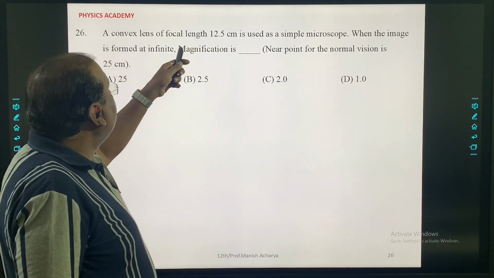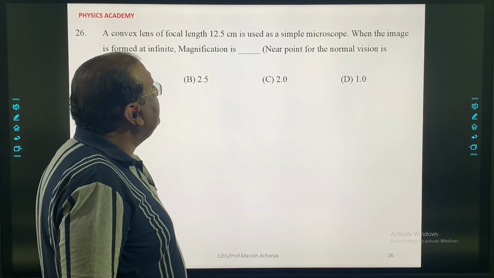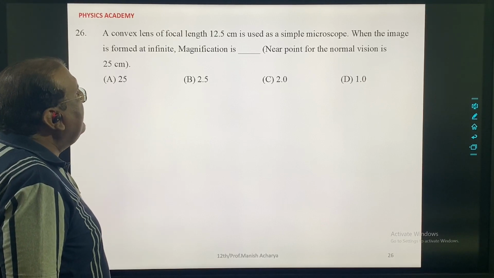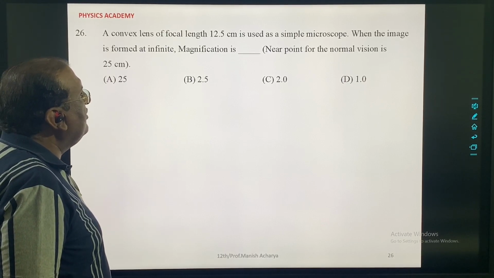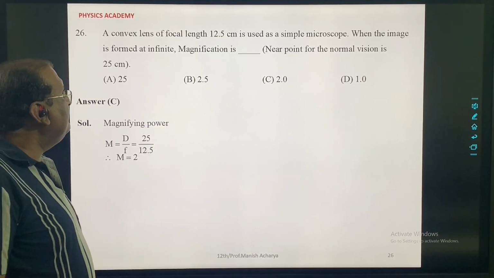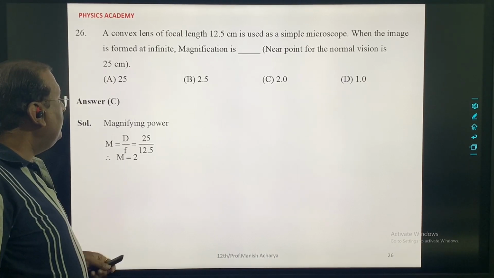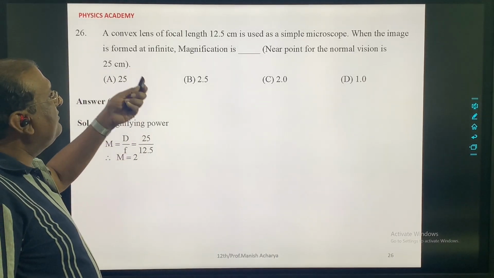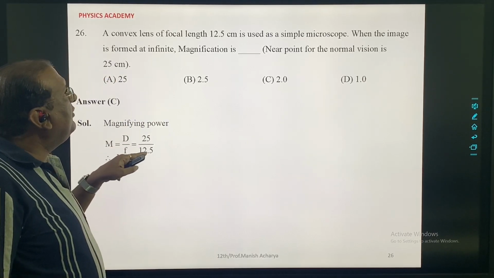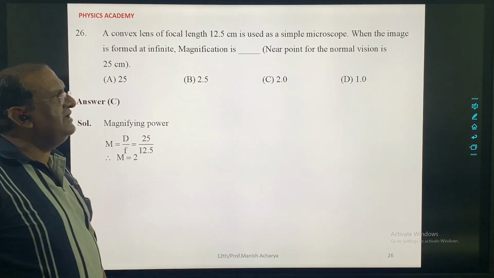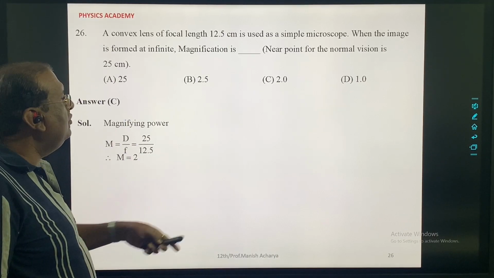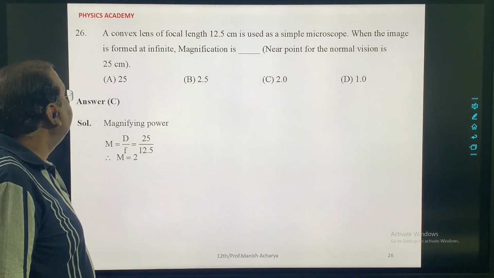Now question number 26. A convex lens of focal length 12.5 cm is used as a simple microscope when the image is formed at infinity. Magnification is how much? Near point for normal vision is 25 cm. We have the equation for the magnifying power, that is m equal to d by f, d is the near point distance that is given to you, 25. So 25 upon focal length, that is 12.5 cm. So magnification for the simple microscope is equal to 2. So your answer is C.